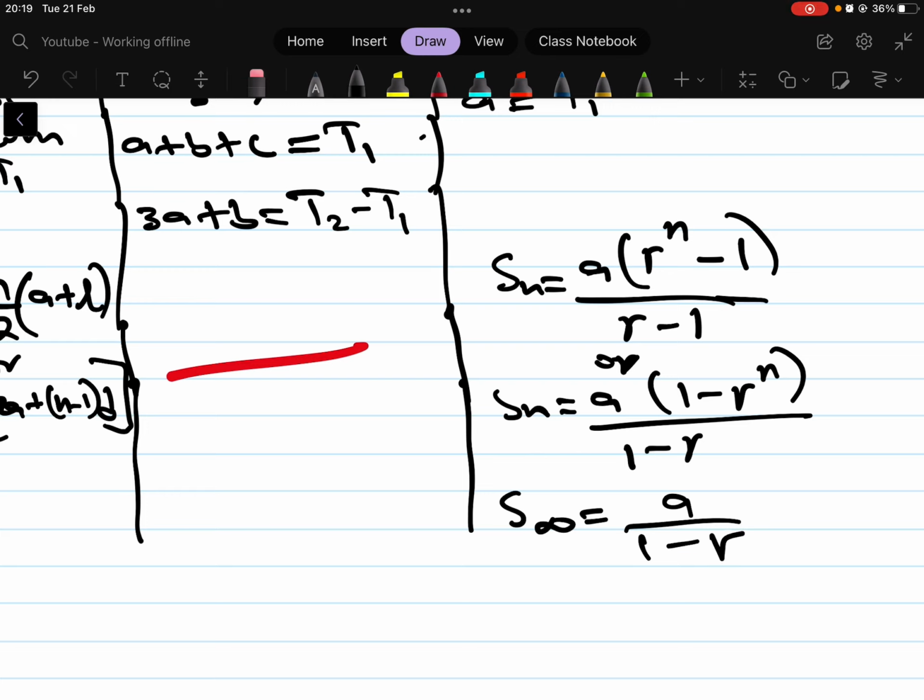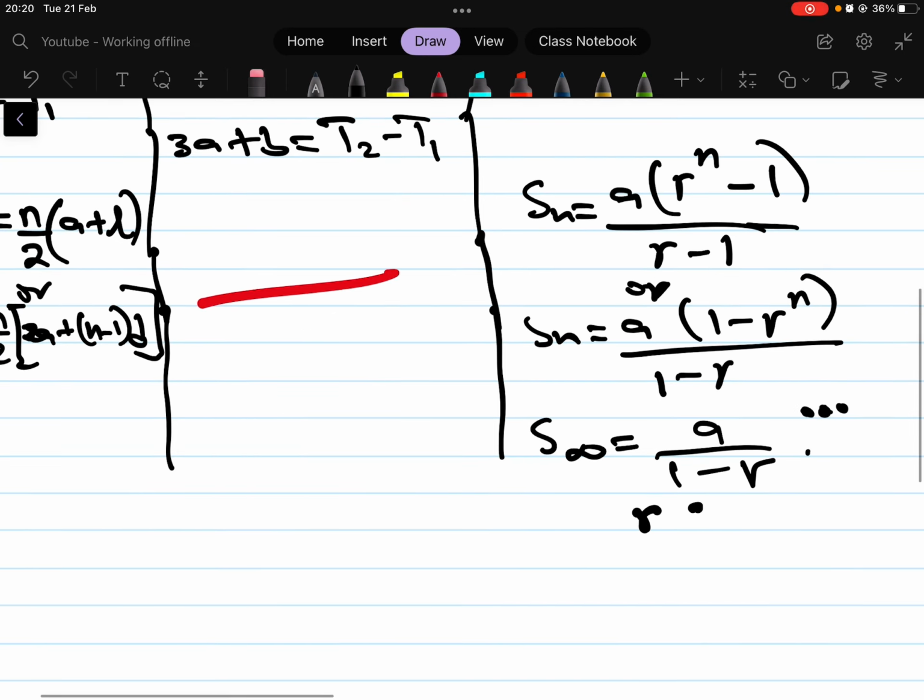By infinity, you know, they will put the first terms and then they use these three dots at the end to show that this series or sequence continues to infinity. Then you know you have to use this formula. When you are using the formulas, just make sure that your r is between -1 and 1, because the infinity one only converges if r is between -1 and 1.